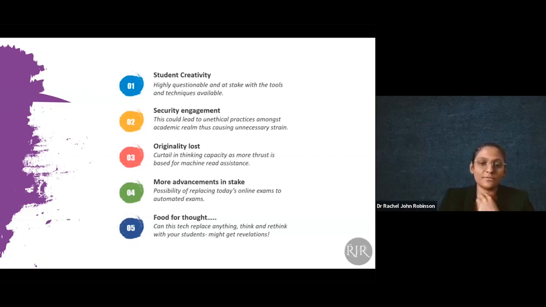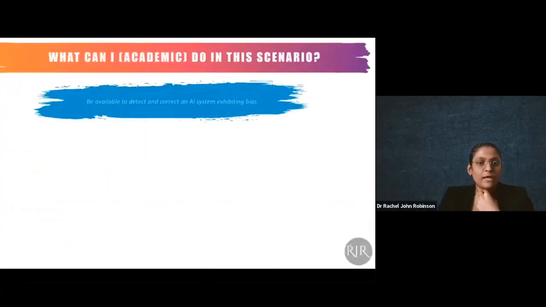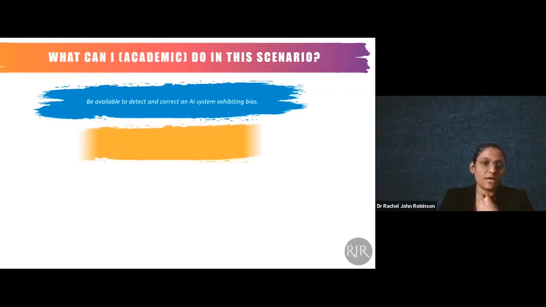We see that 50% of the participants say that this could replace anything. My request is to think and rethink this with your students. Maybe, who knows, they might have more revelations that would be insightful for us to know, in exchanging in these kinds of forums in the future. So what can I do as an academic going forward? Be available to detect and correct AI systems exhibiting biases. That's where our expertise can overrule these systems to a maximum extent.